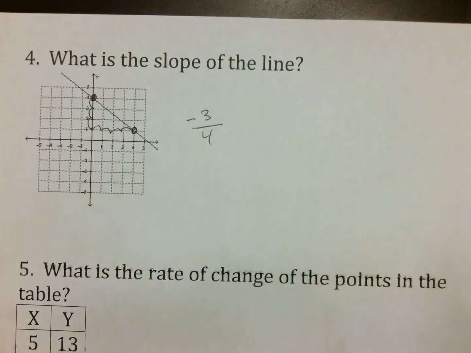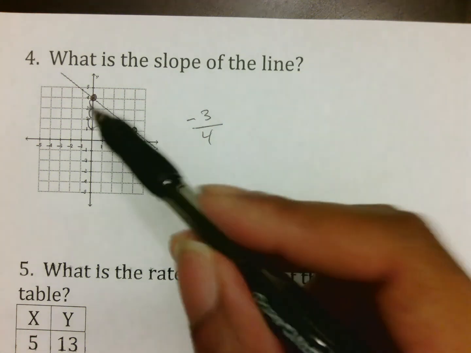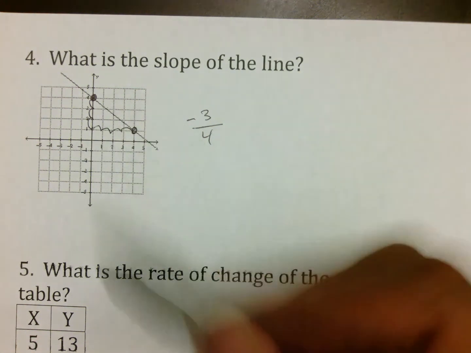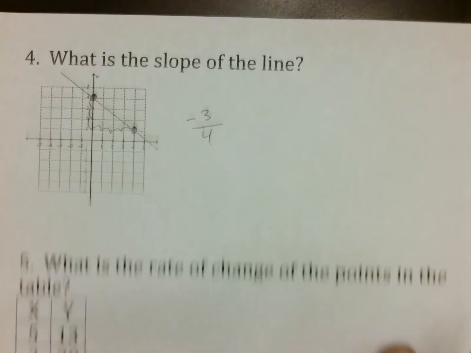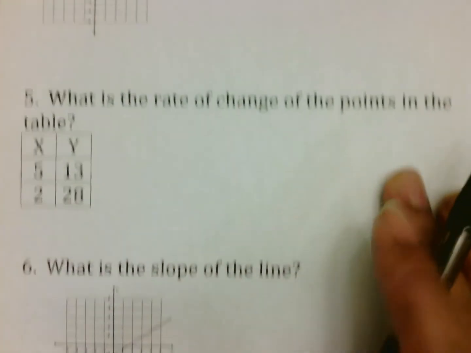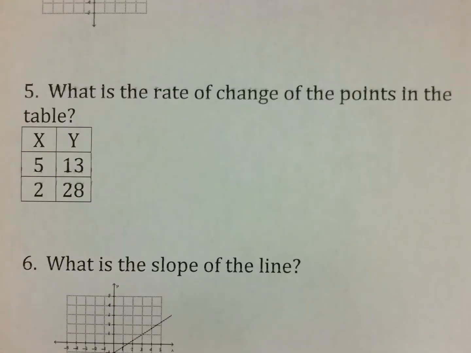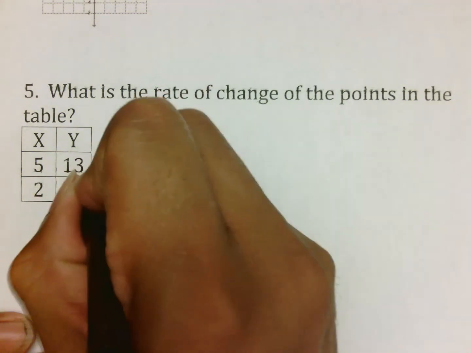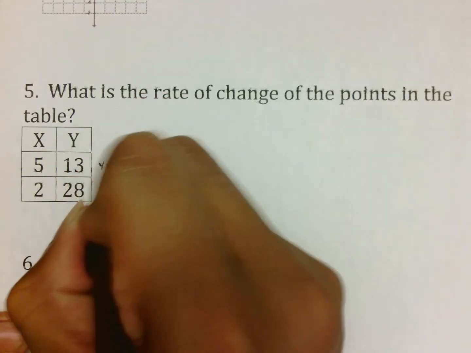Alright, that was it. Slope of the line: find 2 points, start from the leftmost point, count your up or down amount, that is either positive or negative, and you will always run right. Another thing we learned in chapter 5 was to find the rate of change of points, and we taught you to label this as y2 and y1.